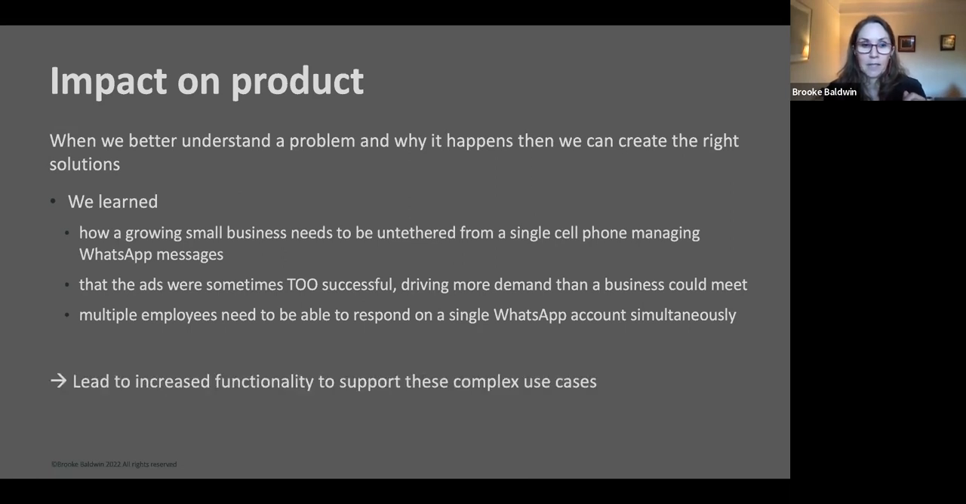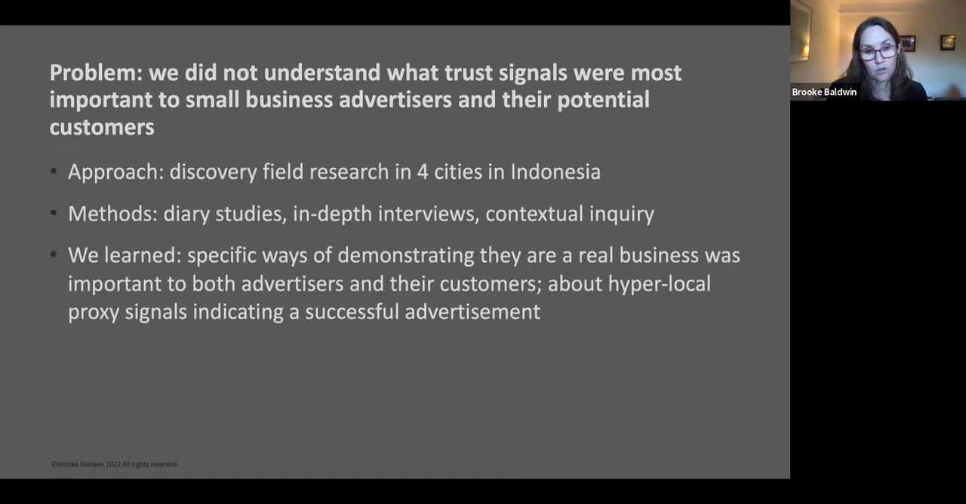Doing all of these things helped us build more inclusive products that had better functionality to better serve the needs of our constituencies around the world. Very quickly, and then I'll end and we can go to questions.